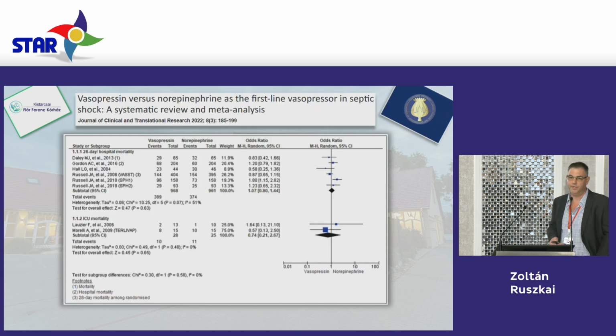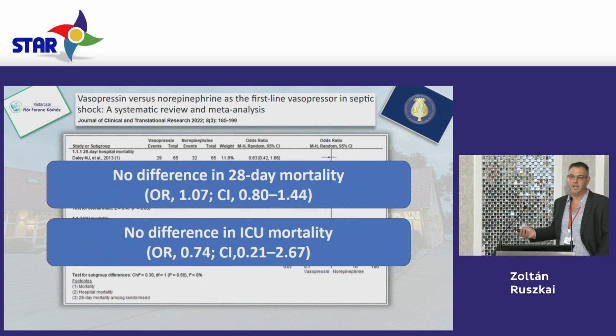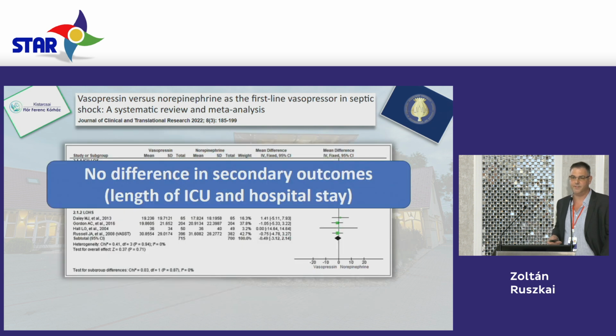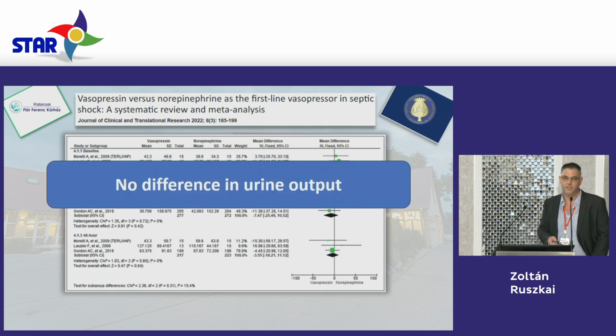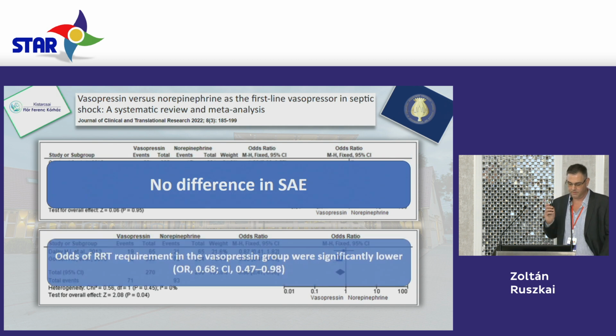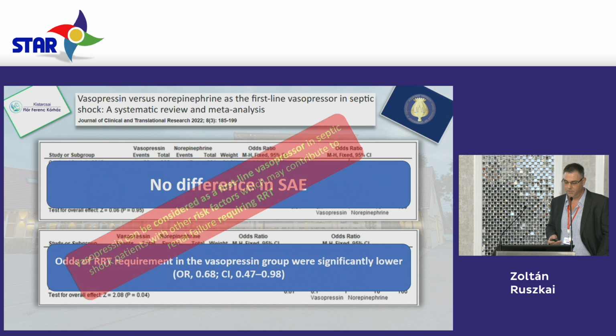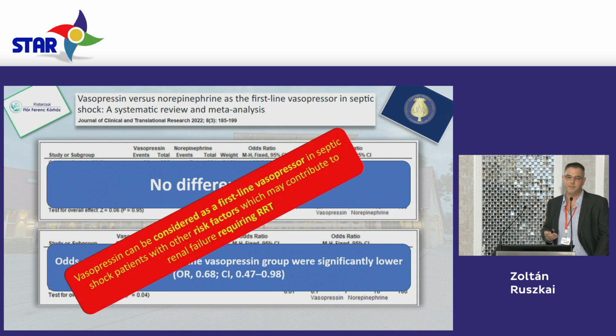And this is a quite new meta-analysis on the use of vasopressin as first-line vasopressor agent. They found no difference in mortality, no difference in ICU mortality, no difference in the secondary outcomes, length of hospital stay, ICU stay, and so on. No difference in the urine output, and fortunately, no difference in serious adverse events, but they found a sign that the odds of renal replacement therapy requirement were significantly lower in the vasopressin group. So maybe vasopressin can be considered as first-line agent in patients with high risk of renal replacement therapy requirements.